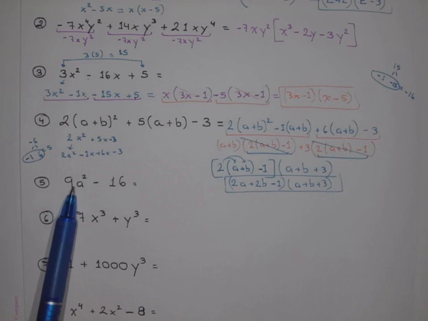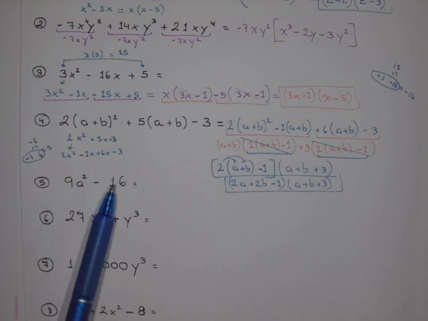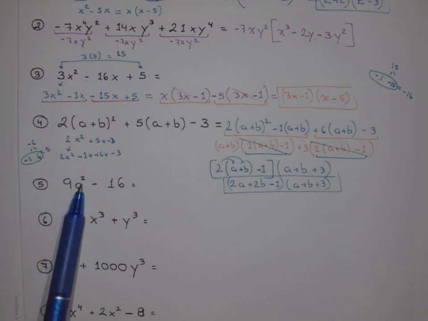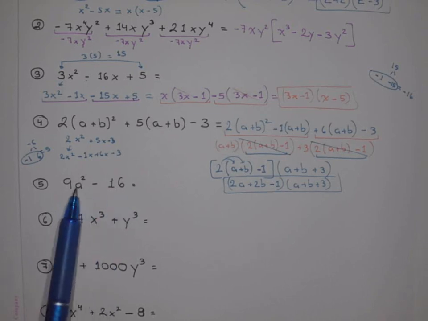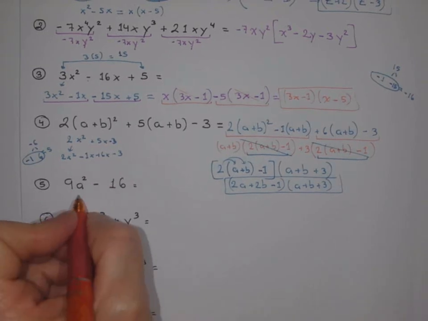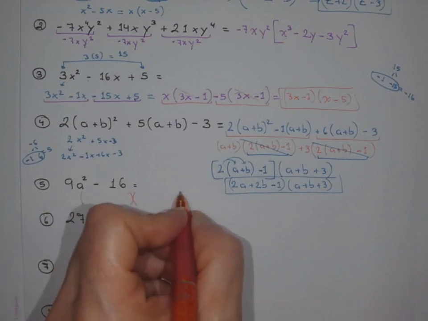Number 5. When I'm looking at that, I see a subtraction of 2 terms, and both of those terms are perfect squares, right? 9a squared in a square root becomes 3a, and 16 becomes 4. So those are 2 perfect squares. So when I see a difference of perfect squares, I think conjugates. And so those are actually going to become the 2 conjugates.